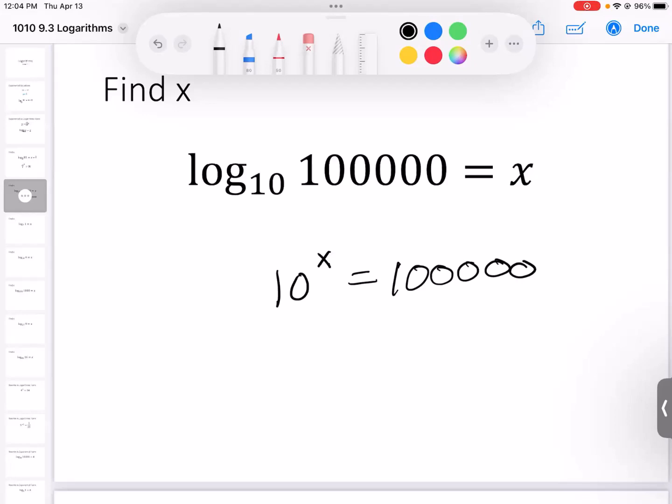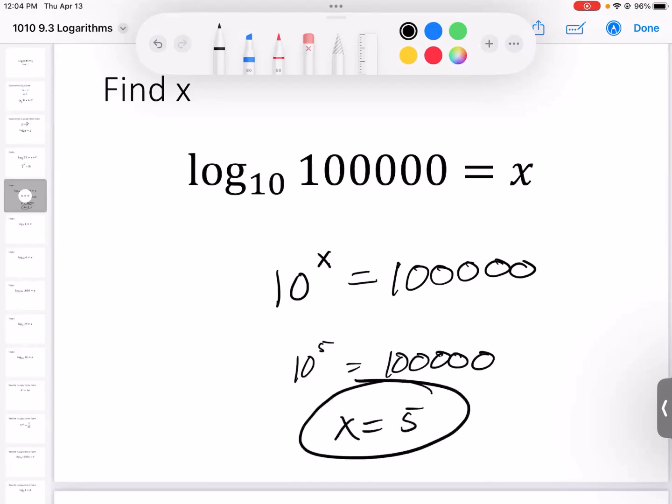5. Because 10 to the 5th power is 10 times itself 5 times, which would give you 100,000. So this tells us that x equals 5. Any questions on that so far?